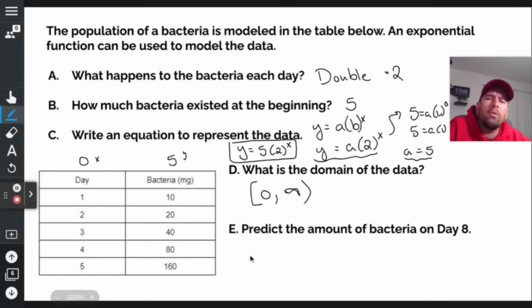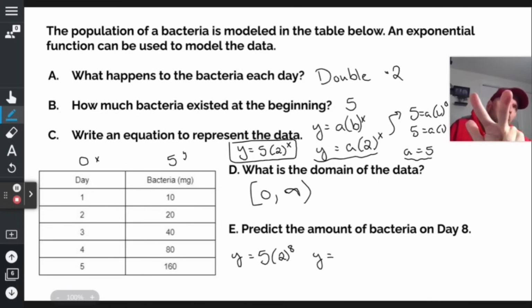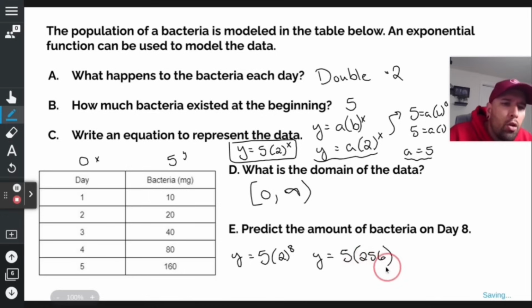Another fun-filled math equation for me. So I have y equals 5 times 2 to the 8th. Okay. You ready? Some of you might know what 2 to the 8th is. I think it's 256. We'll get there. I'm not sure. 2, 4, 8, 16, 32, 64, 128, 256. 256. 5 times 256. Don't know what that is.